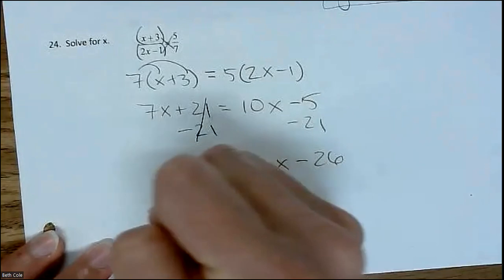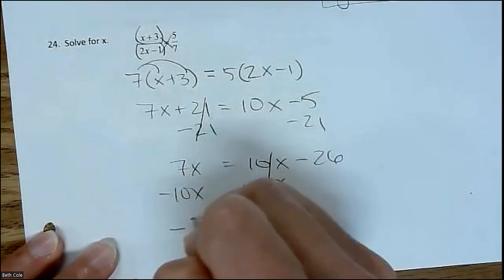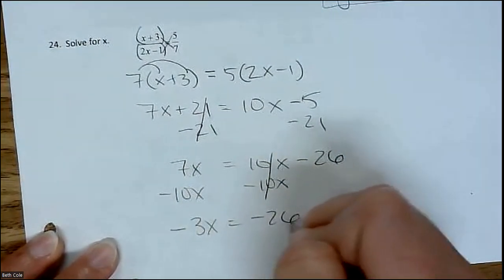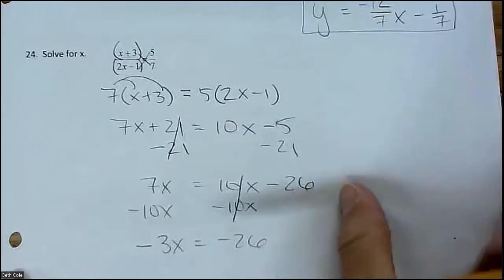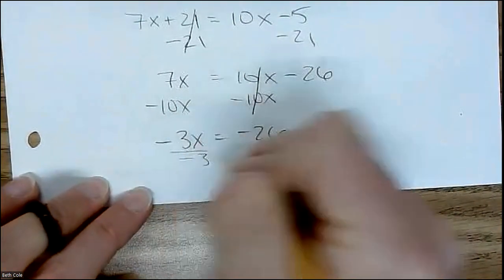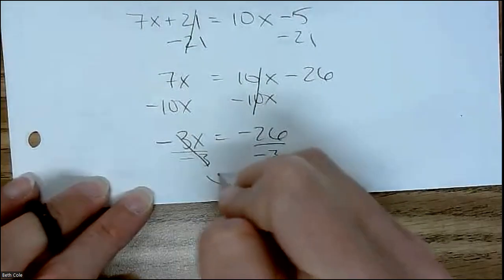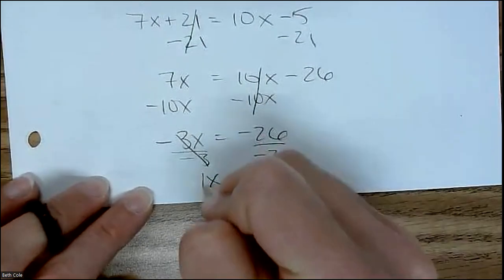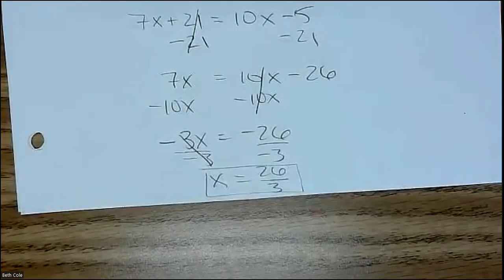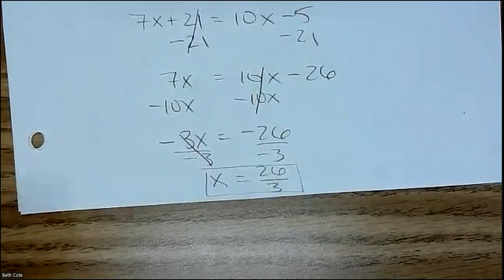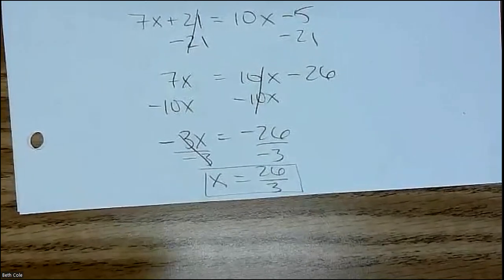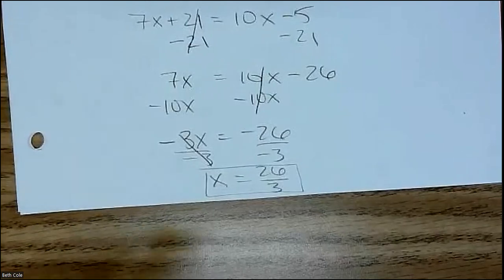All right, minus 10x. That'll be negative 3x equals negative 26. Divide by negative 3. What happens to negatives? They cancel. So 26 over 3, whatever that is. You could type it in and get a decimal if you want, but it doesn't reduce. So I'm going to leave it a loner. Whatever I get, I just don't mess with it.